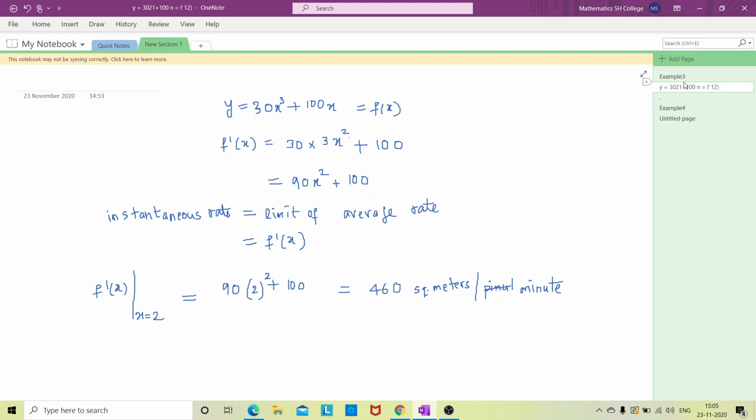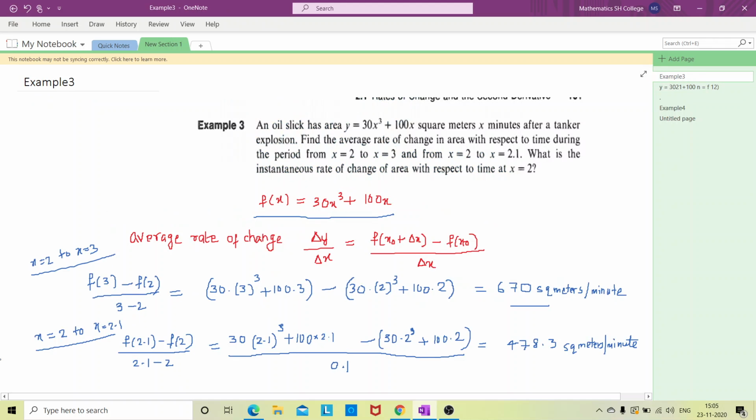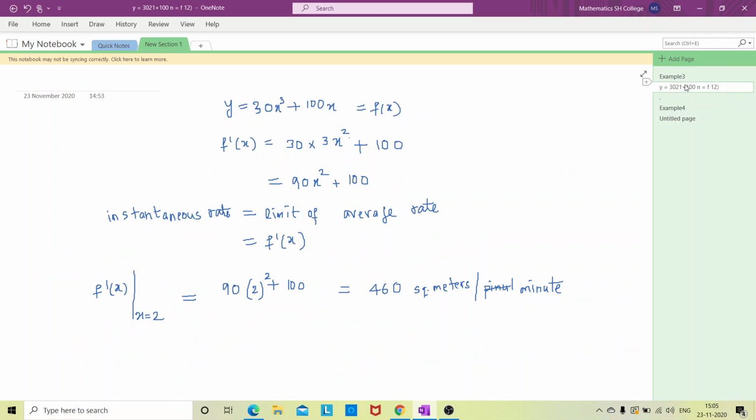So in the previous first two parts we have found the average rate of change, and in the average rate of change the limiting case is when delta x tends to 0. This is nothing but f dash, its derivative. So this we did here. Okay, so the problem ends here.